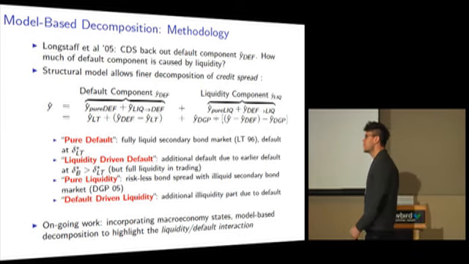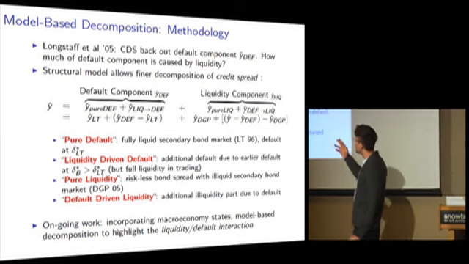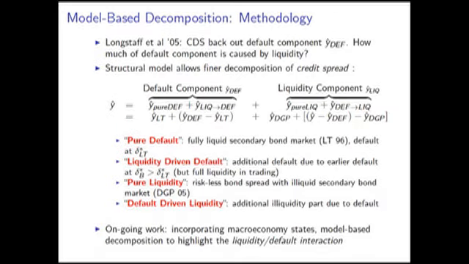Now, as a last thing before I conclude, I want to talk about the decomposition. In the empirical literature, for example, in the Longstaff paper in 2005, they take CDS prices and back out the default component, saying that CDS markets are very liquid, so they are basically an unambiguous measure of the default component of the yield. Now, we want to take this a bit further, and the question we want to ask is, how much of the default component is actually caused by liquidity? Because our model tells us that these two things are not independent.